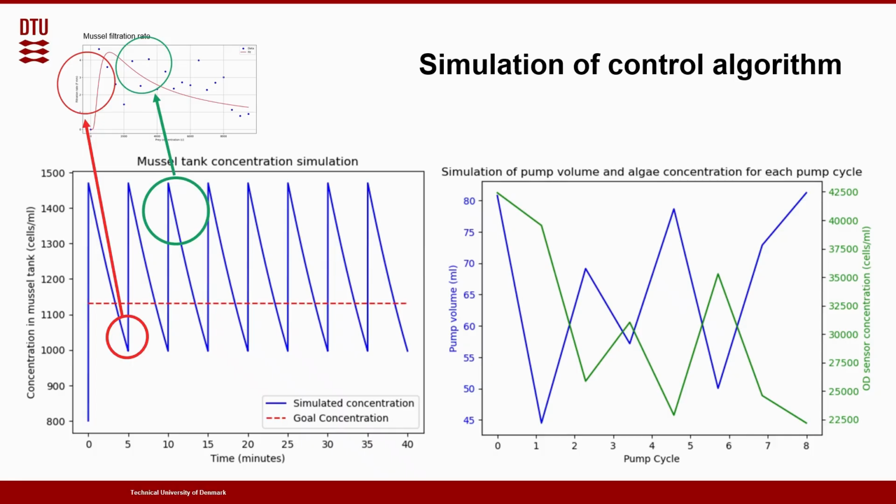And then we see on the right a plot of the amount of water from the algae tank we pump according to the concentration of the algae tank, and this is simply to show that our algorithm corrects for the concentration of our algae water.